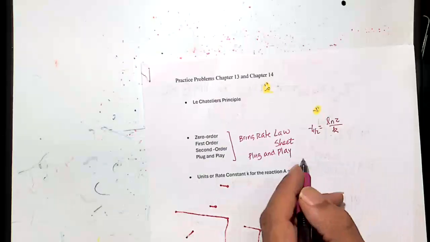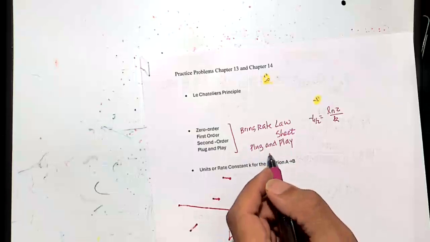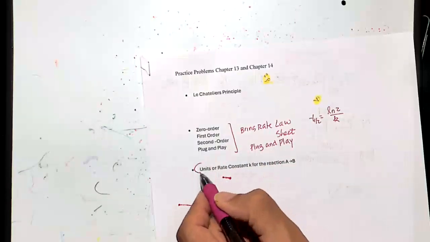I don't think I have it here. It's in my office, so if I remember, I'll bring some over on Tuesday for the exam. So bring the rate law sheet to the test and plug and play with those equations.